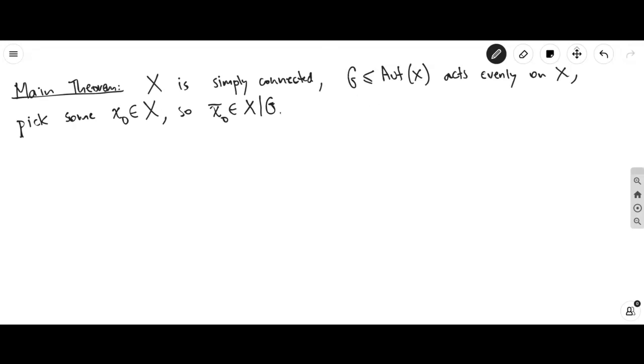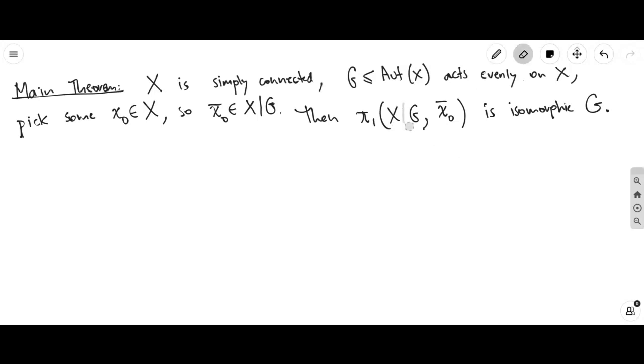So then here's the theorem. So then the fundamental group of the quotient at this point x0, again, the point really does not matter that much. It's just that the way the definitions are set up, we have to use a base point. So then the fundamental group of the quotient is isomorphic to the group G itself. So let's say that again. The fundamental group of the quotient, under these assumptions, will end up being isomorphic to the group of automorphisms that was used to generate the quotient.